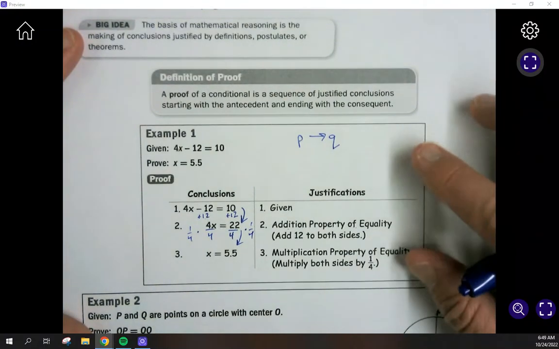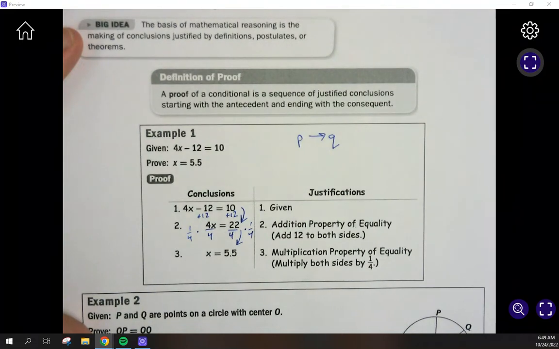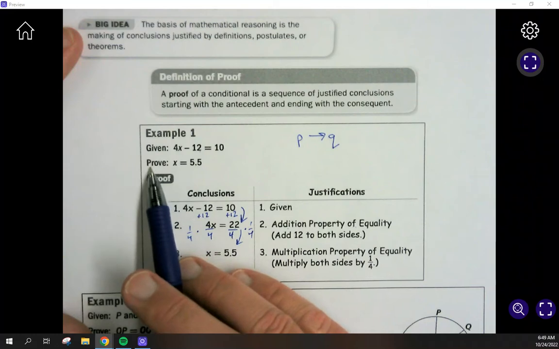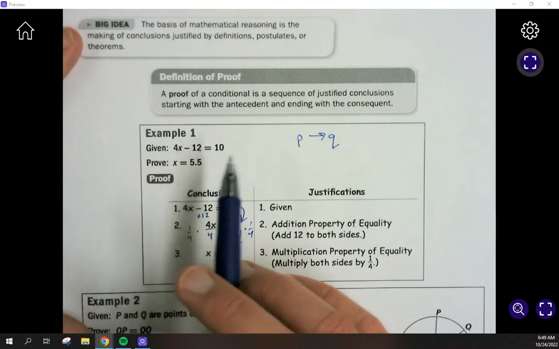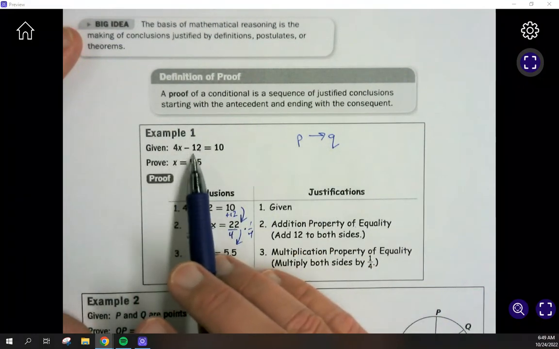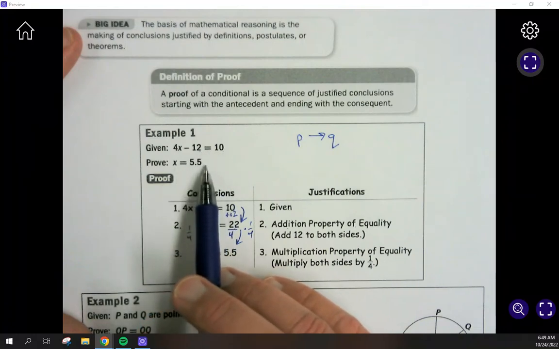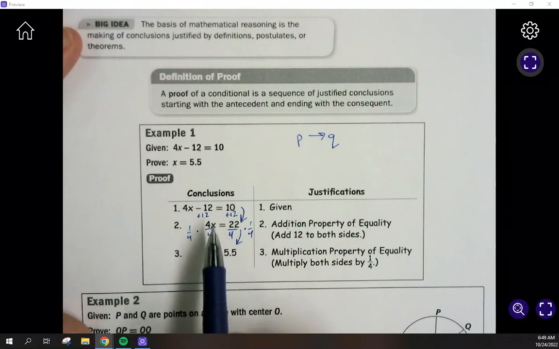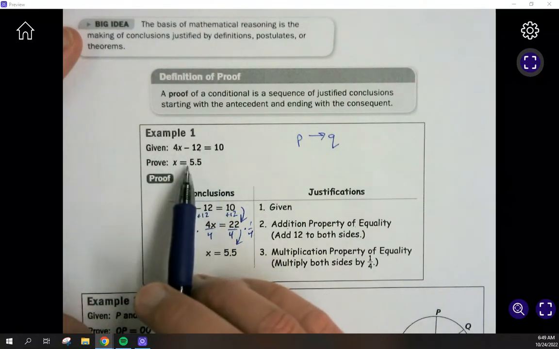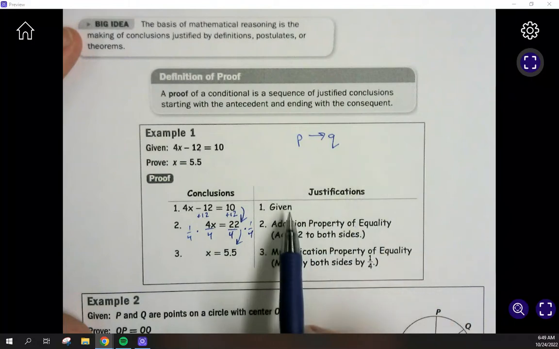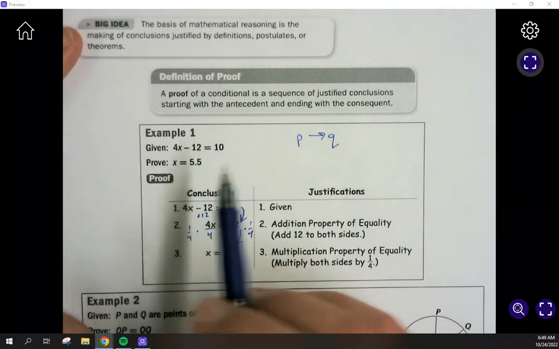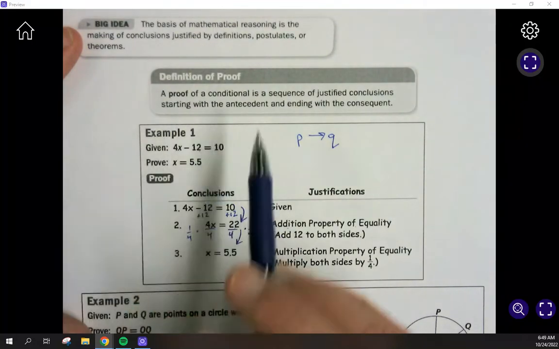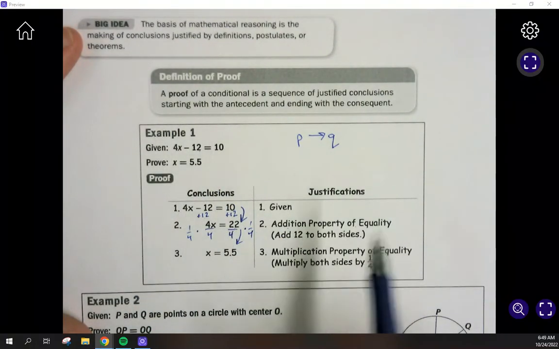And this looks similar to some things that we already touched on in 3.4. So we want to start to see there's a given and there's something you're trying to prove. It's an if-then statement. If P, then Q. If 4x minus 12 equals 10, then x equals 5.5. You're going to have two columns, your conclusions, which are basically your steps to get from the given to whatever you're trying to prove, and then your justifications on the right. Now this is an algebra proof, really. Even if we were solving a geometry problem, this is algebra that we're doing here.